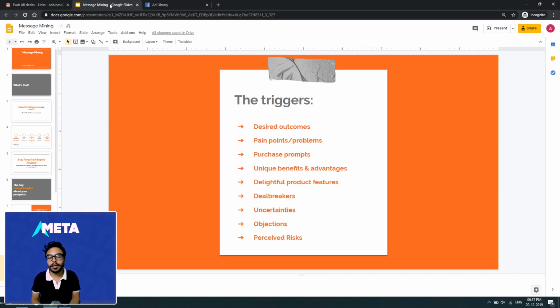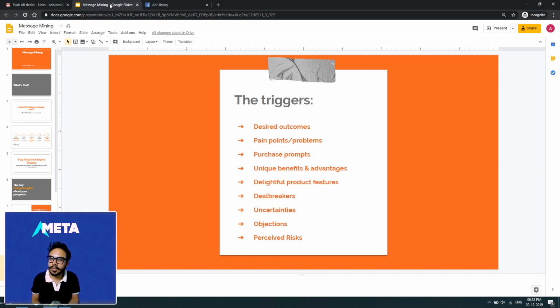Uncertainties. If it's a new brand, what is it that people are uncertain about? Does cash on delivery solve that issue so that you don't have to pay upfront? And there can be various other uncertainties. People have burnt their fingers by trying other brands in the market before. Then objections. What are the common objections faced in this industry across many brands? Can you solve that? You won't know until you find out what these objections are.